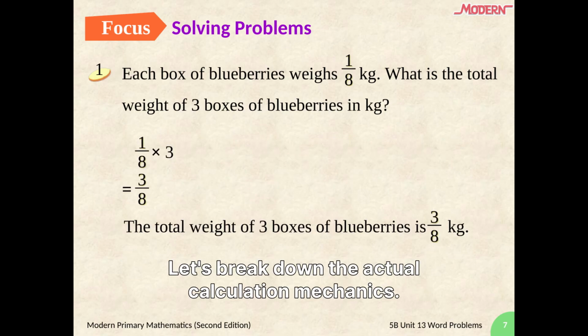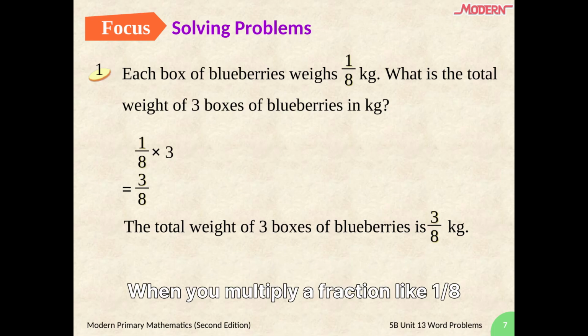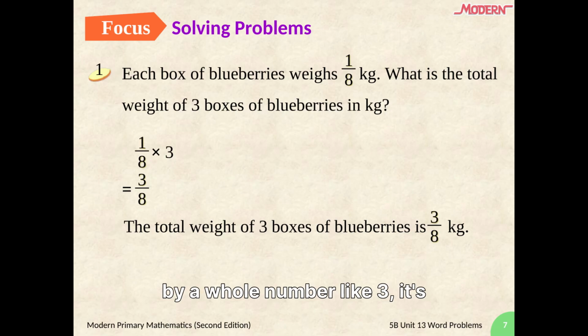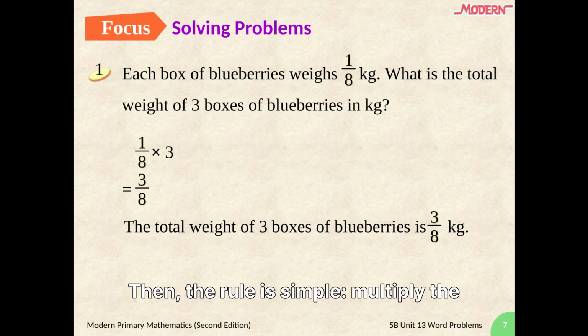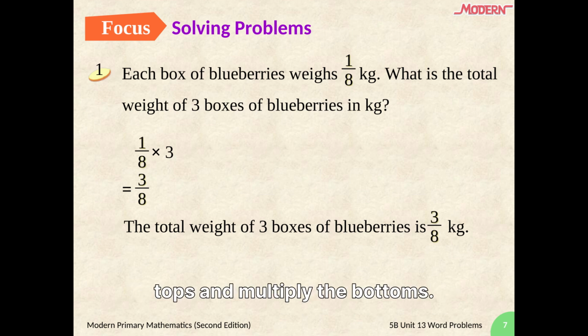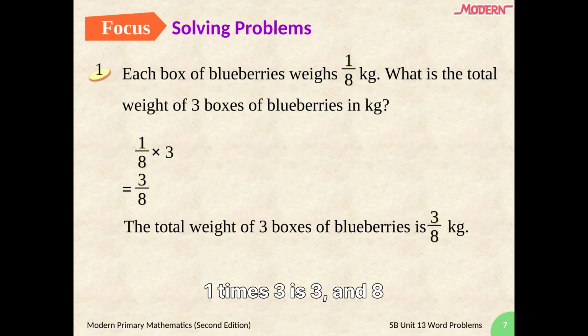Let's break down the actual calculation mechanics. When you multiply a fraction like 1/8 by a whole number like 3, it's helpful to imagine the 3 as a fraction itself, 3 over 1. Then the rule is simple. Multiply the tops and multiply the bottoms. 1 times 3 is 3, and 8 times 1 is 8.